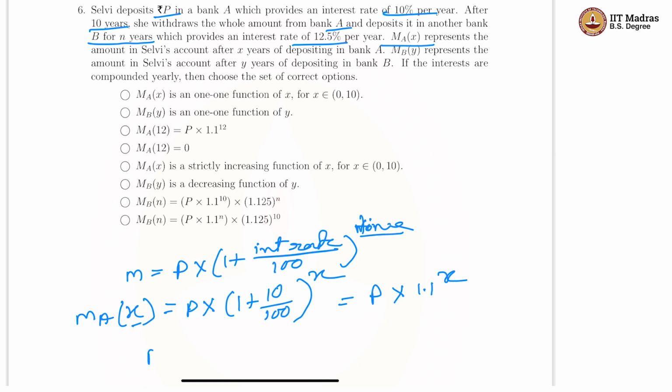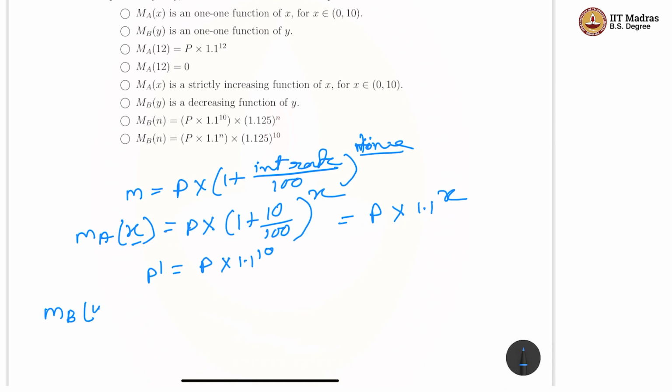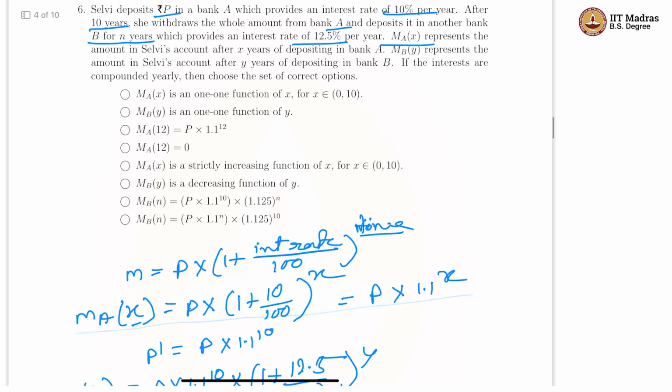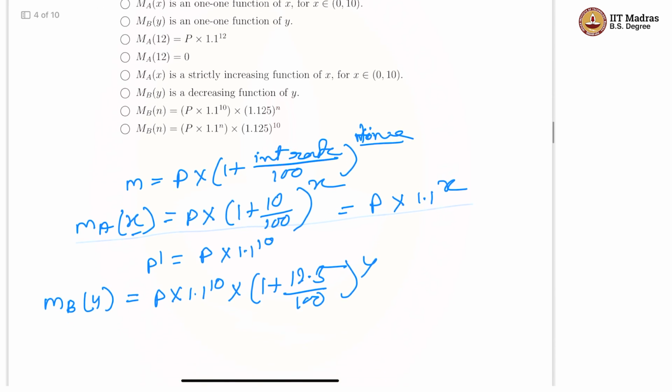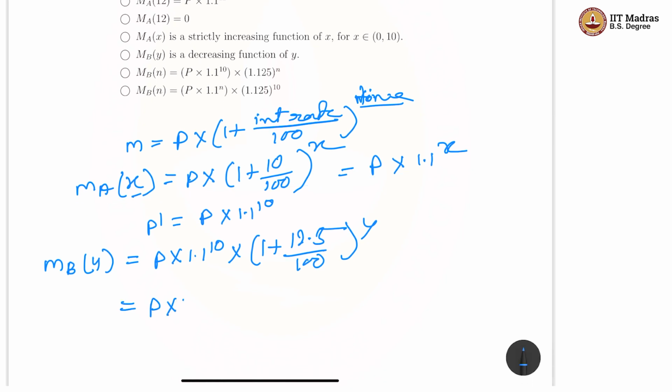So what is the primary deposit P dash here? This is basically P into 1.1 to the power 10, right? Because the primary deposit of bank B is the final amount of bank A after 10 years. So what will be MBY? MBY is basically P into 1.1 power 10 into 1 plus 12.5 by 100 per Y, right? Because for bank B, the interest rate is 12.5. So this is basically equal to P into 1.1 power 10 into 1.125 power Y. So these are the functions MAX and MBY.